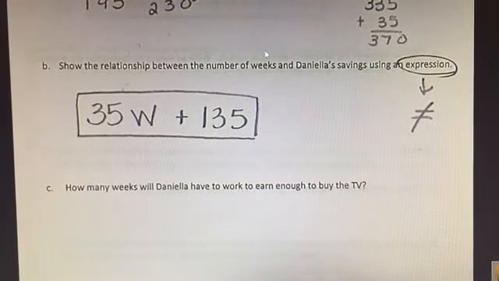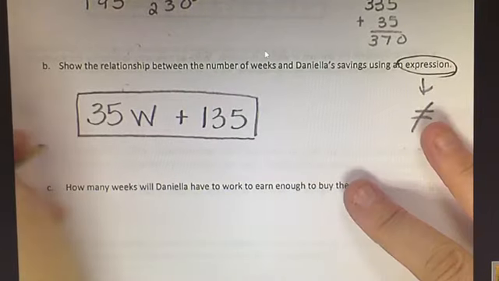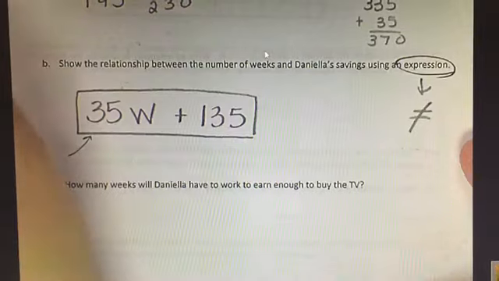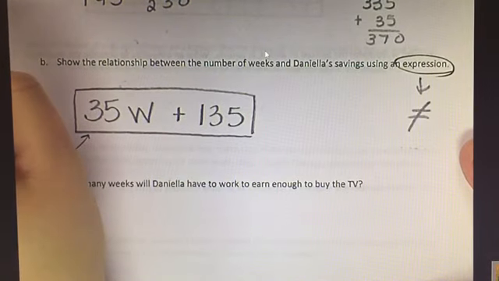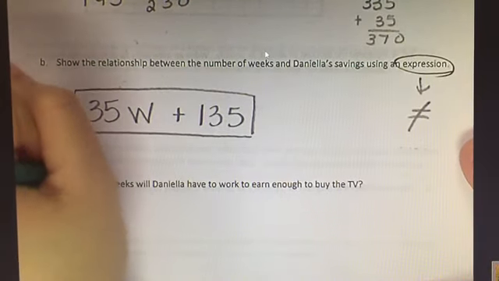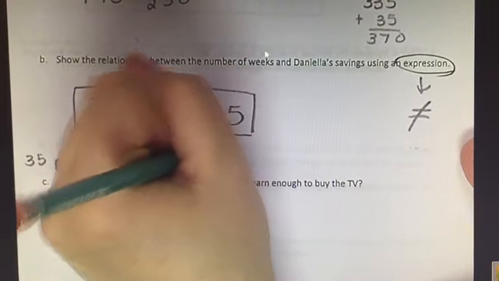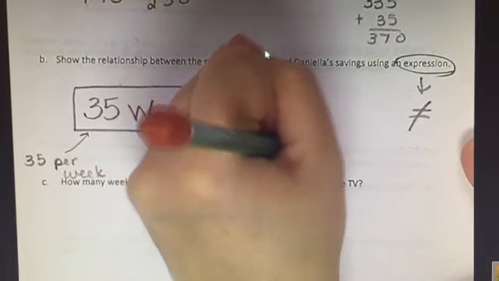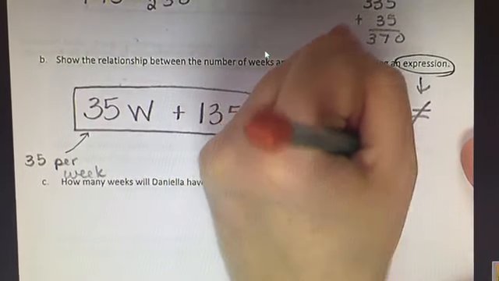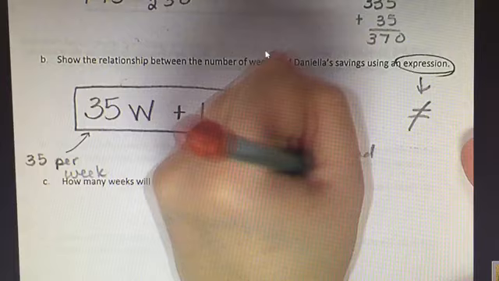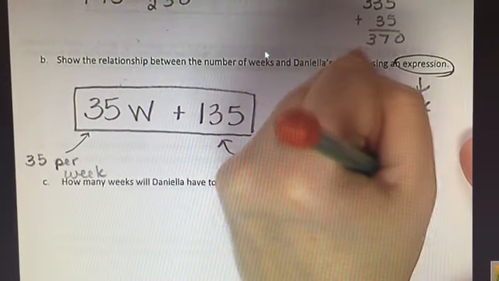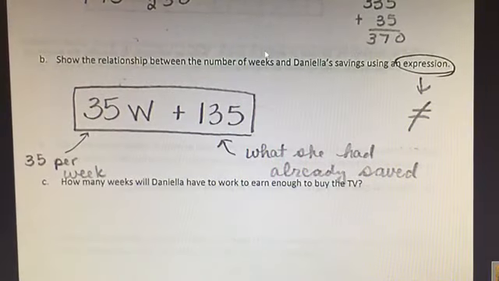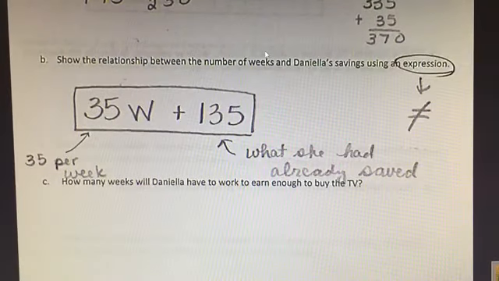None whatsoever, okay? But just in case you're wondering, all right, where did she get 35W from? That's because we made 35 per week. And the 125 came from what she had already saved. You don't need all this stuff. This is just in case you couldn't remember where I pulled that information from.